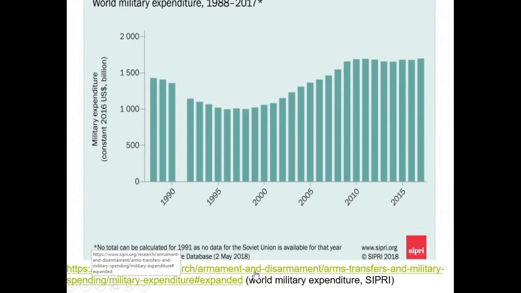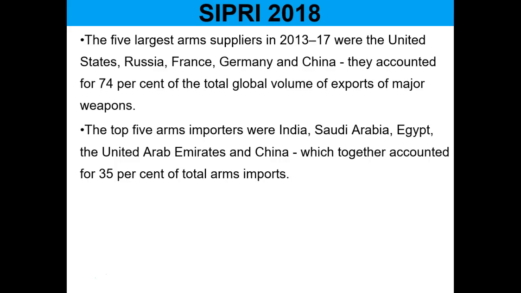Okay, so we've come out of those graphs now. And now we're moving on to here. I just wanted to reiterate this point. The 5 largest arms suppliers in 2013 to 2017 were the US, Russia, France, Germany, and China. Those are the largest arms suppliers, accounting for 74% of the total global volume of exports of major weapons. And then the top 5 arms importers were India, Saudi Arabia, Egypt, the United Arab Emirates, and China. And they together accounted for 35% of total arms imports.